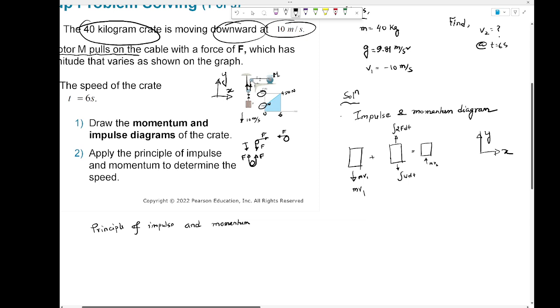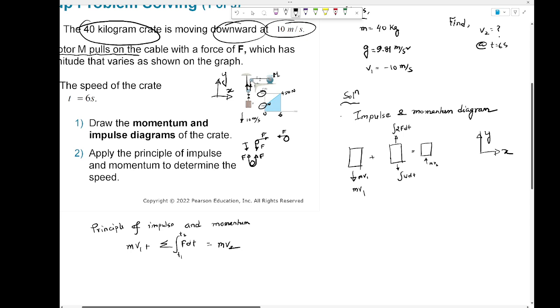Okay, and on that you have this mv1 plus the summation of force with time dt to find the impact from time t1 to t2, which is 0 to 6 seconds, by the way, right? And then it should be equal to mv2. That's the final momentum, right?